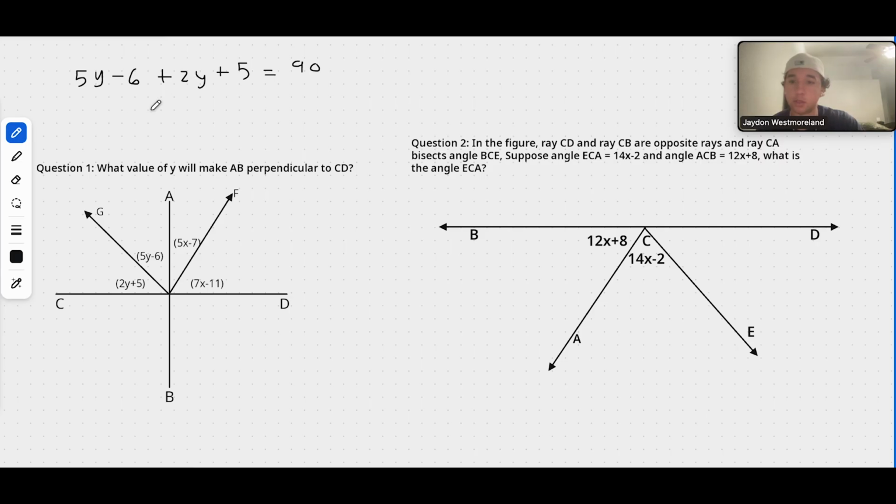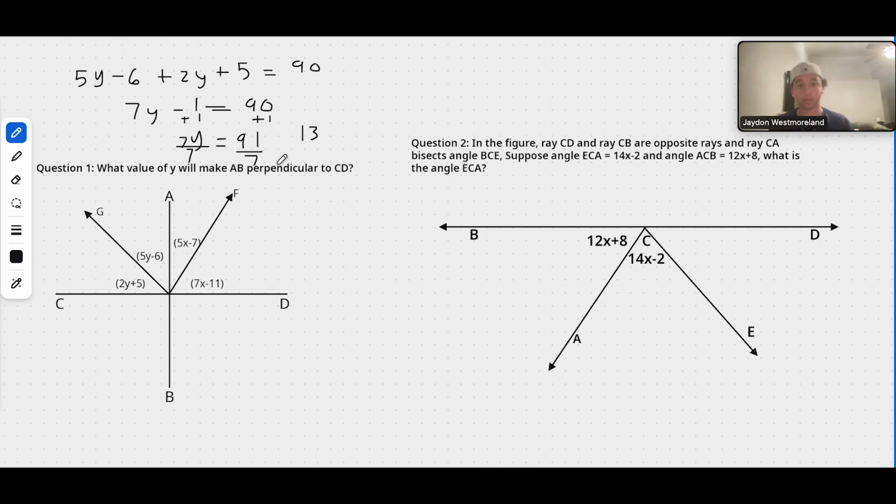So 5y plus 2y is 7y. Negative 6 plus 5 is negative 1. Again, equals 90. Inverse operations: the opposite of subtraction is addition, so I'm going to add 1 to both sides. I get 7y is equal to 91. I'm going to divide both sides by 7. 7 goes into 9 one time with 2 remaining. 7 goes into 21 3 times. So the final answer is 13.